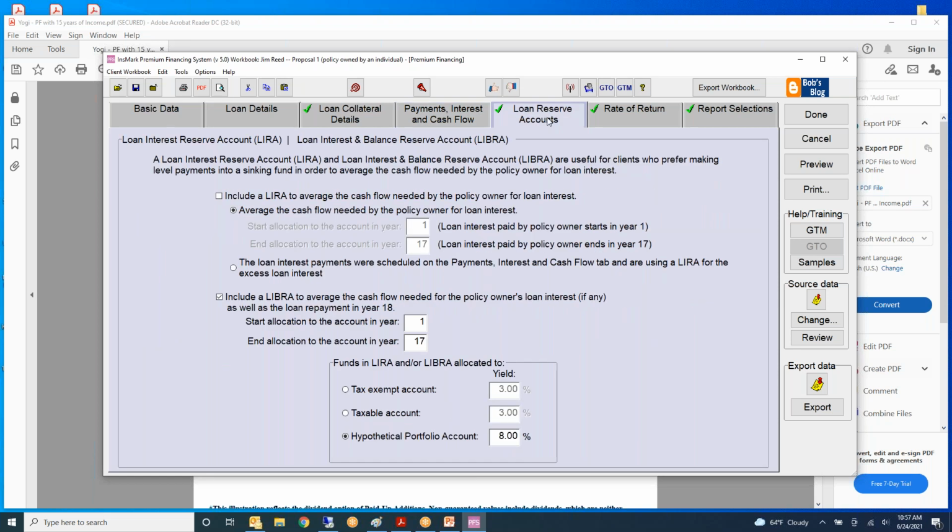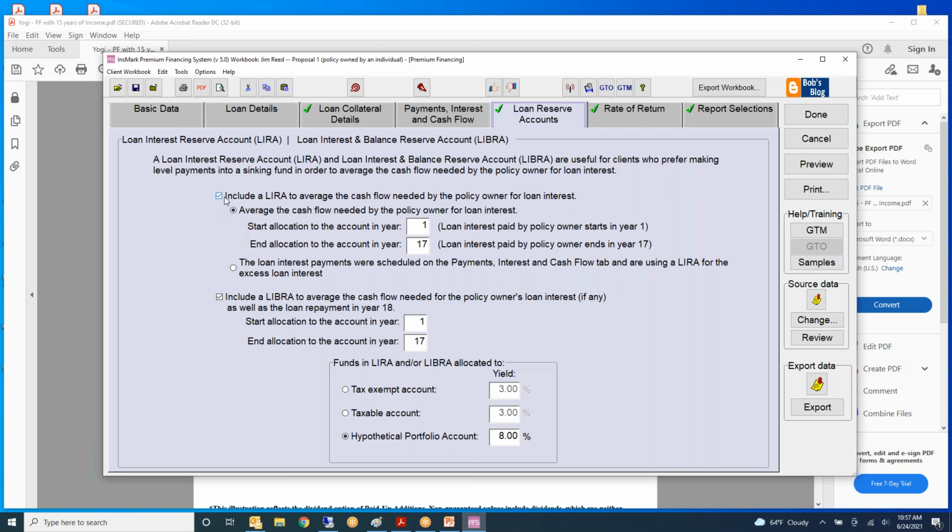You come here, you actually have 2 sinking fund illustrations that are available for you to use. So you need to check the boxes. If you uncheck it, it wouldn't be included in the report. So you check to include. The first one is a loan interest reserve account, and it is how much annualized, levelized commitment the client needs to put aside to take care of the annual interest payments over 17 years.